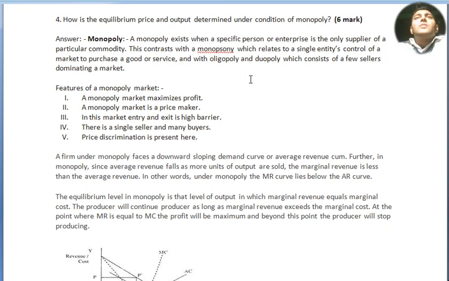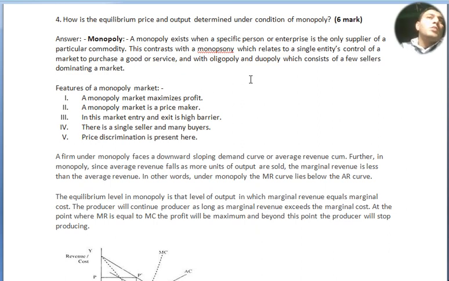This contrasts with a monopsony, which relates to a single entity's control of a market to purchase a good or service, and with oligopoly and duopoly, which consist of a few sellers dominating a market.